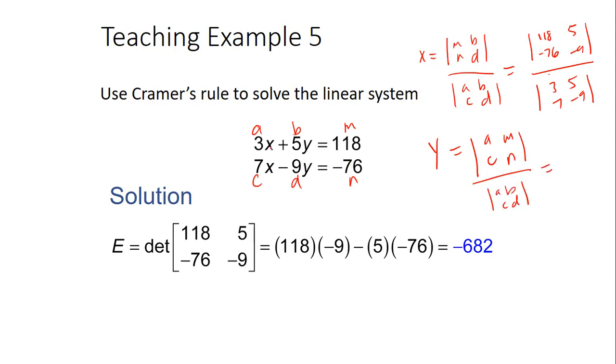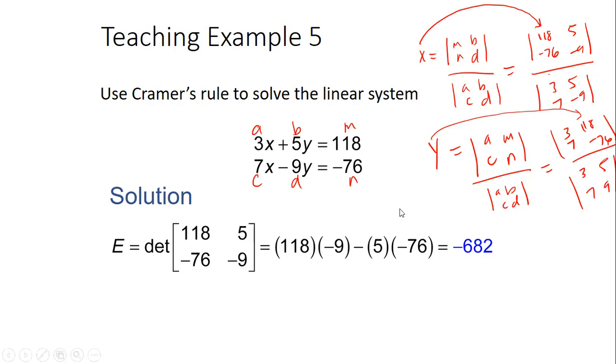So looking here, my A and my C is 3 and 7, and I have 118 and negative 76. I'm going to find its determinant. And then I have A, B, C, D, which is going to be the same, 3, 5, 7, and negative 9. And that's the setup. So once you have it plugged in, how I remember it is that if I'm looking for X, then my constants replace the X column. If I'm looking for Y, then my constants replace the Y column. That's just kind of how I remember what's going where. And then you go through the math.